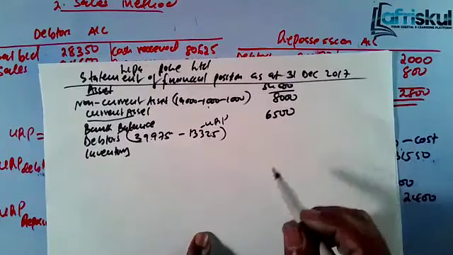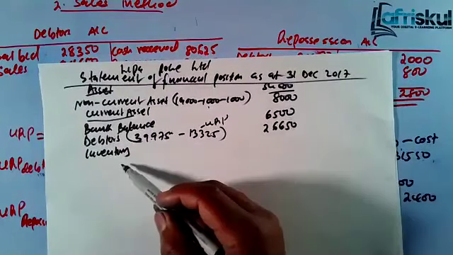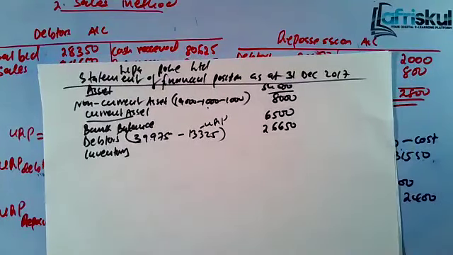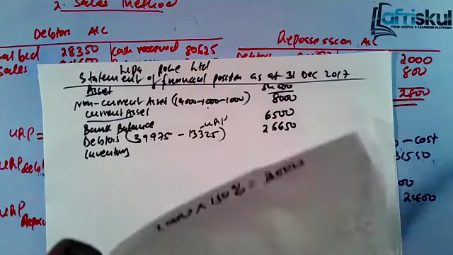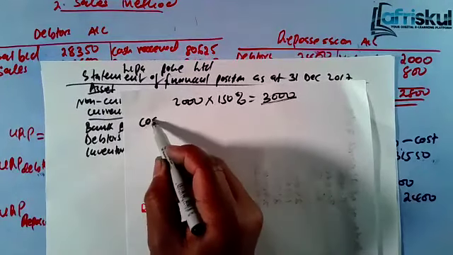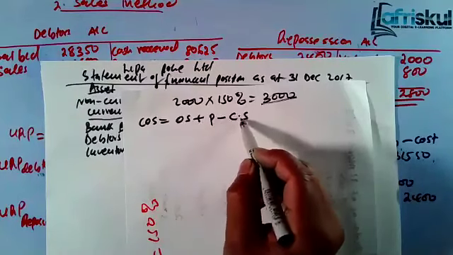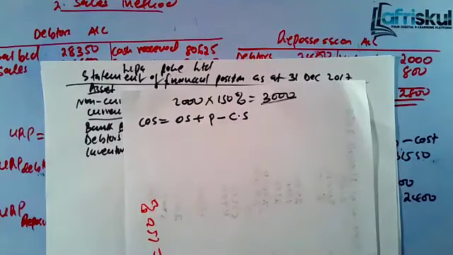Then by that, you'll get 26,650. Inventory, this one we are not given. We are not given inventory, but you can be able to get that. So let me take you back. How do we get cost of sales? Cost of sales is opening stock plus purchases minus closing stock. That's how we get the cost of sales.